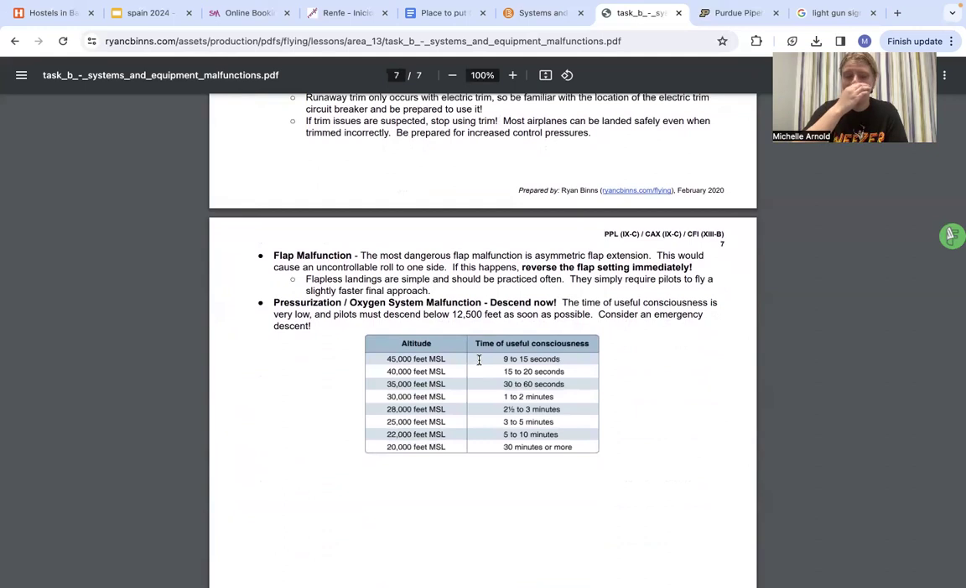Okay, if you have flap malfunctions. The most dangerous is the asymmetric flap extension. This would cause an uncontrollable roll to one side. If this happens, reverse the flap setting immediately. Flapless landings are simple and should be practiced often. You might just have a slightly faster final approach and you might float a little longer, but it should be able to be done safely.